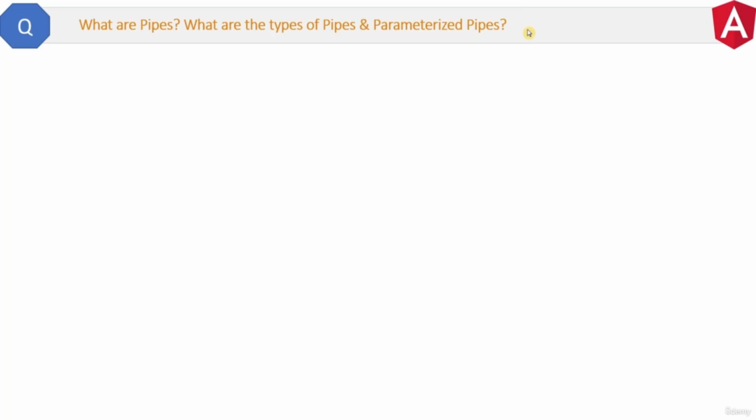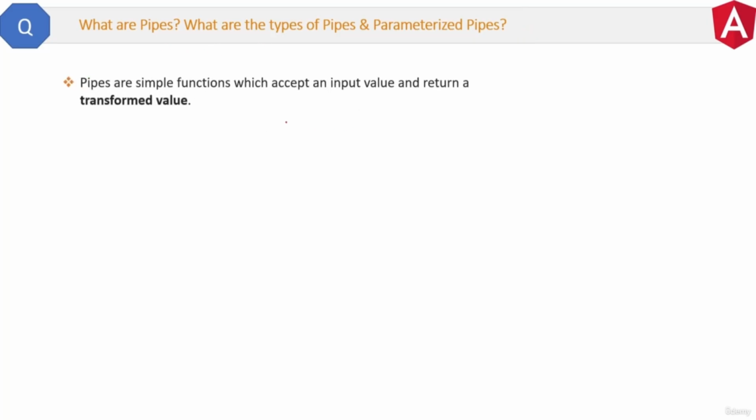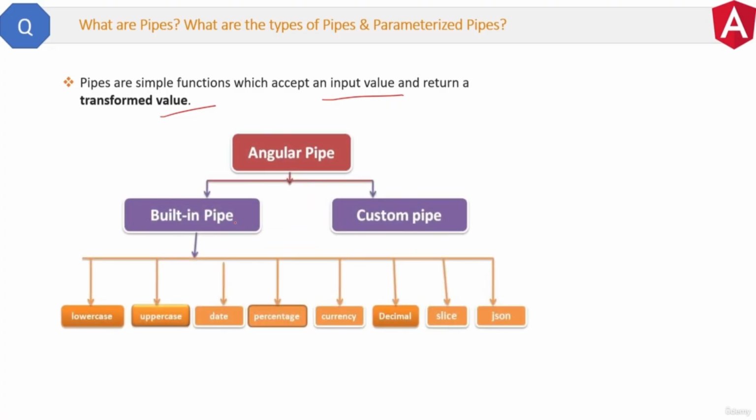What are pipes in Angular? Here is the simplest definition. Pipes are simple functions which accept an input value and return a transformed value. We have 2 categories of pipes: built-in pipes which are provided by the Angular framework, and then custom pipes which you can develop on your own and then you can use at many places in your application.